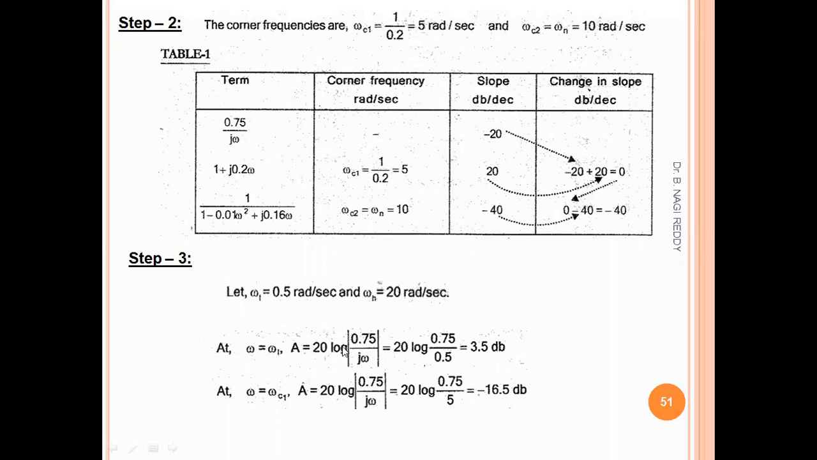So 20 log k, that means 0.75 by j omega here. This is the magnitude part. However, here the omega is omega L, that means 0.5 radians per second, omega lower. So 0.75 by 0.5, substitute here and simplify, you will get the magnitude as 3.5 dB. So the magnitude is calculated and represented with capital A at omega L. Similarly, you calculate for omega C1 also.